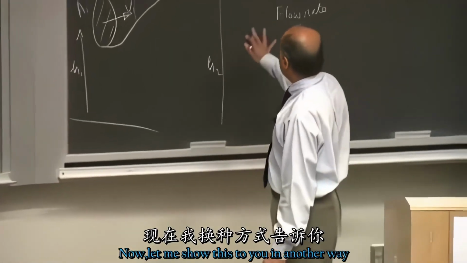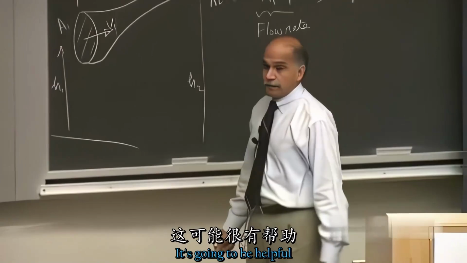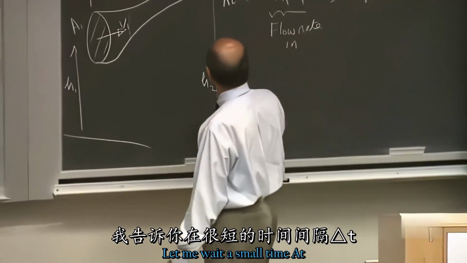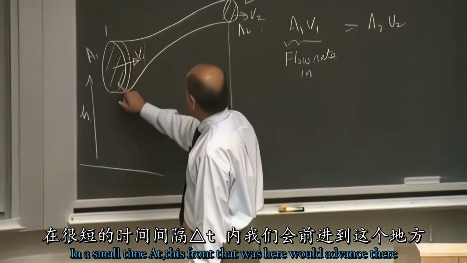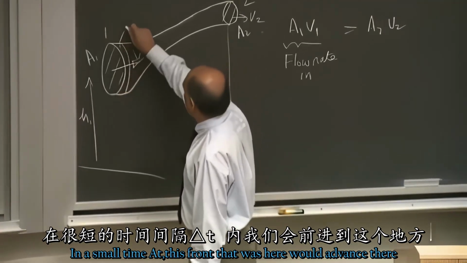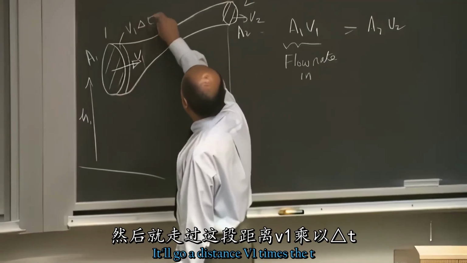Now, let me show this to you another way. It's going to be helpful. Let me wait a small time delta t. In a small time delta t, this front that was here would advance there. It'll go a distance v1 times delta t.